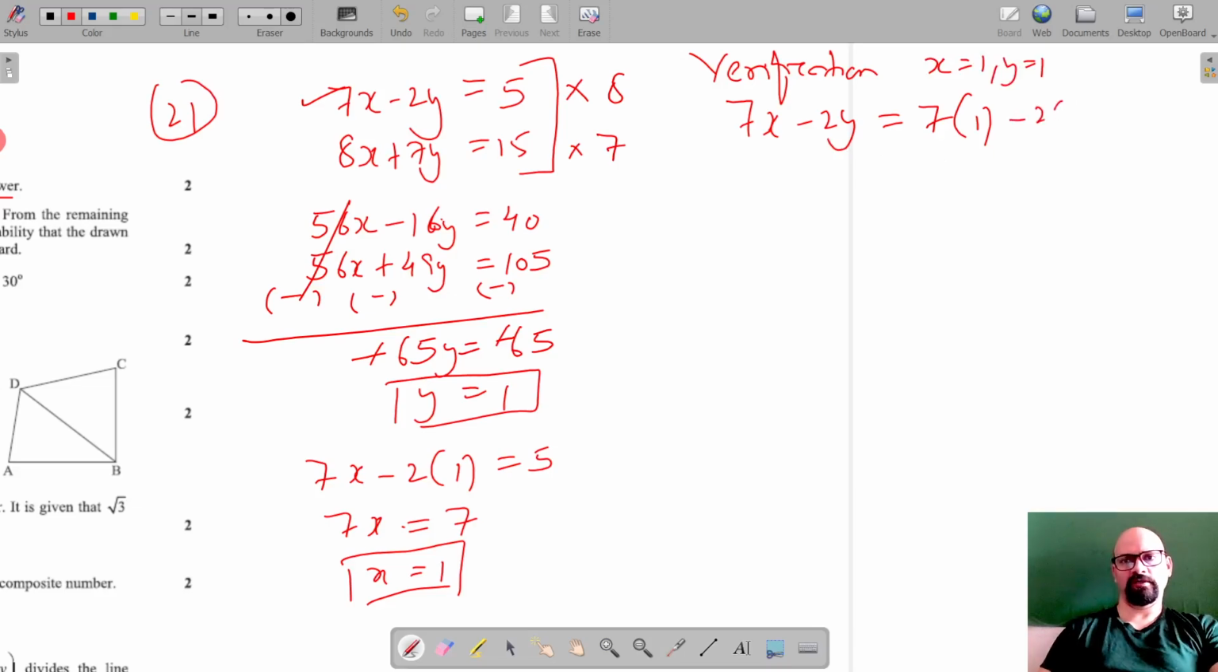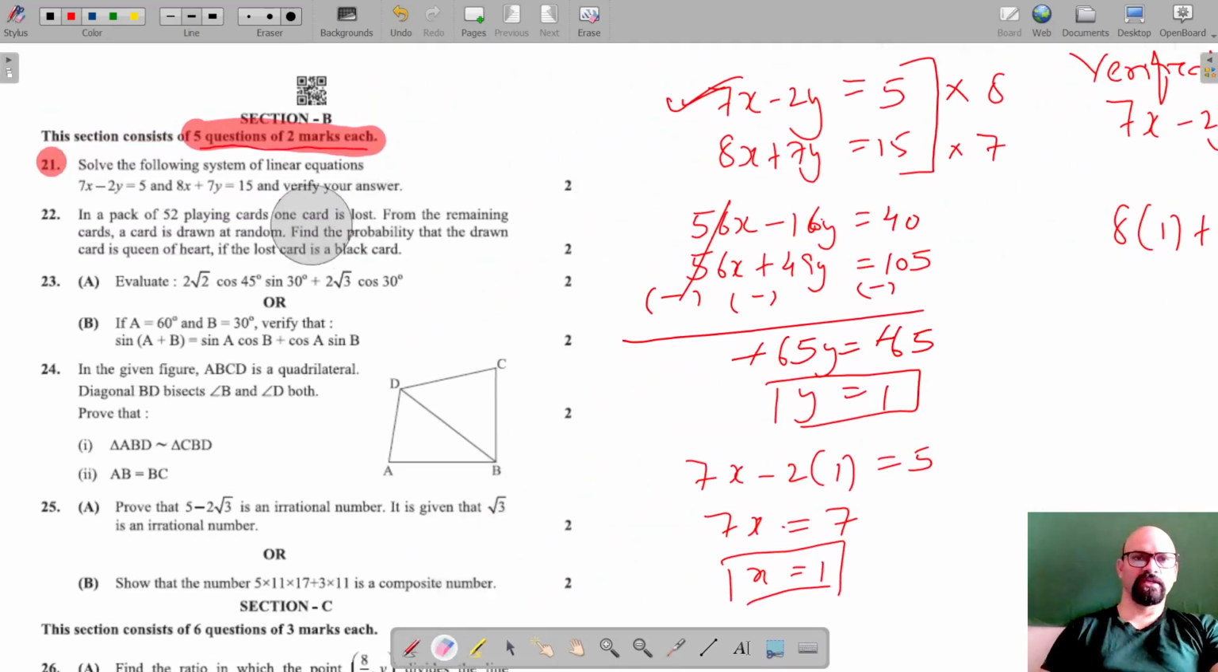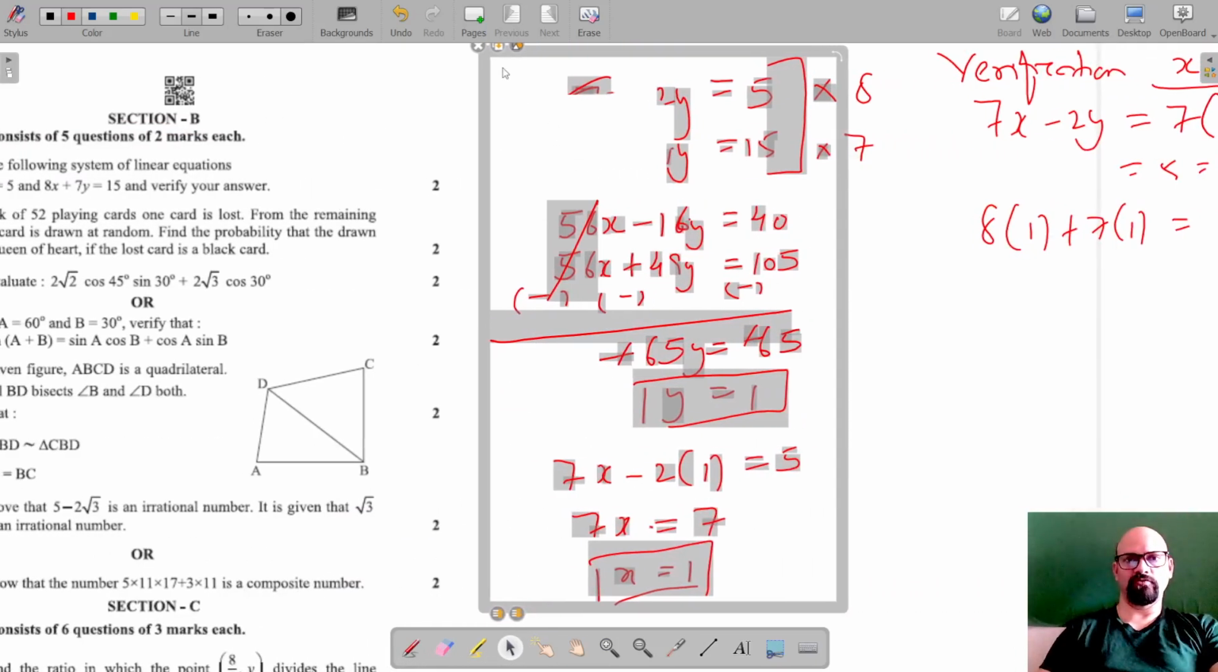So 7 into 1 minus 2 into 1 is equal to 5, which is equal to RHS. So the solution x is equal to 1 and y is equal to 1 satisfies the first equation. And for the second equation, 8 into 1 plus 7 into 1 is equal to 15, which is equal to RHS. So we have solved and verified the answer. Let's move on to the next question, which is question number 22.